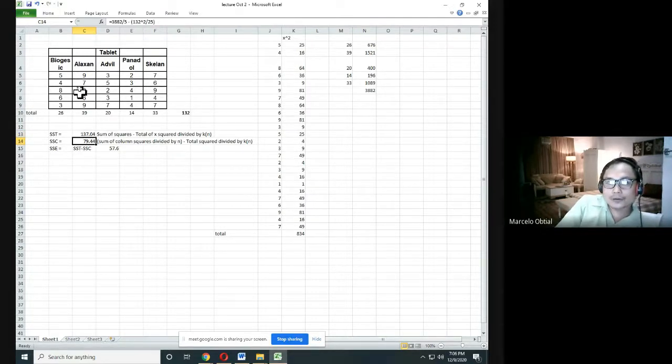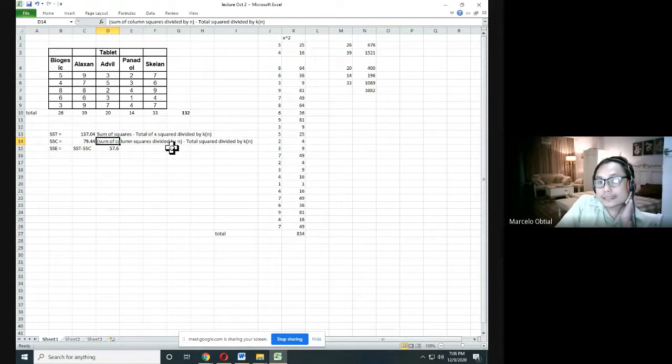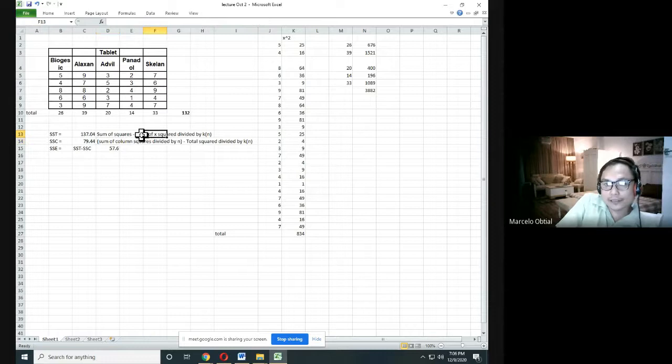Dito na yung columns, no? So, ang formula dito nasa gilid, sum of column squares divided by n. So, we're just getting the average ng per column, no? Kasi divide by n man. Minus the total square divided by k times n. Kung ano yung subtrahe natin dito sa first, yun pa rin subtrahe natin sa second. Kung napansin niyo, pareho lang siya.